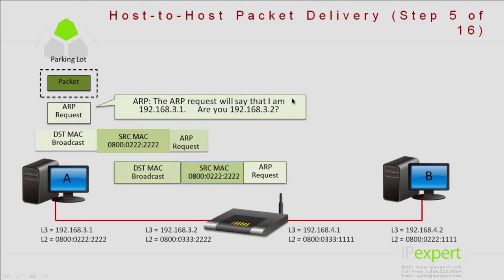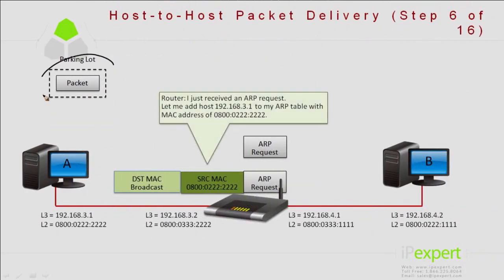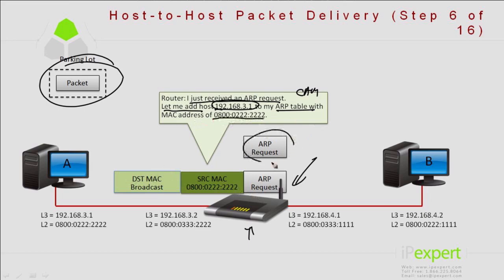So when we look at what's happening from the router's point of view, remember, our packet is still in the parking lot. We've not moved the packet. It has to wait. But the moment that it arrives on our router, the router's going to say, I just received an ARP request. Let me add host 192.168.3.1 to my ARP table. I'm going to call that my CAM table, my content addressable memory table, with the MAC address of the last 4 of 2222.